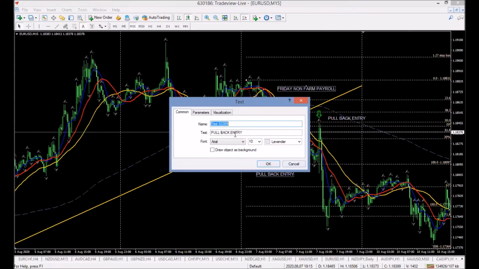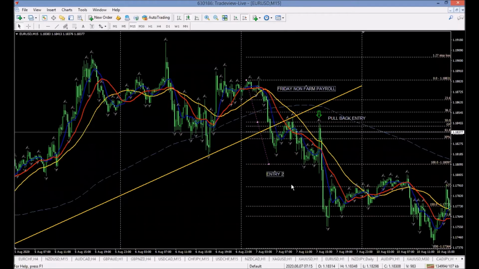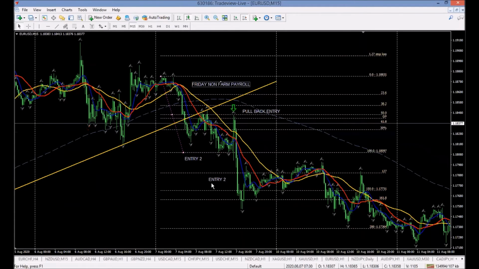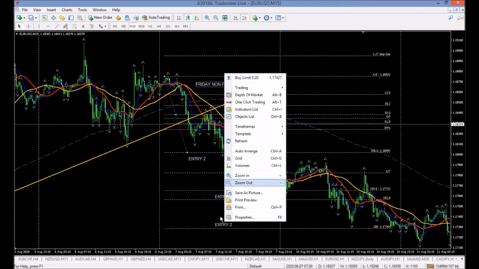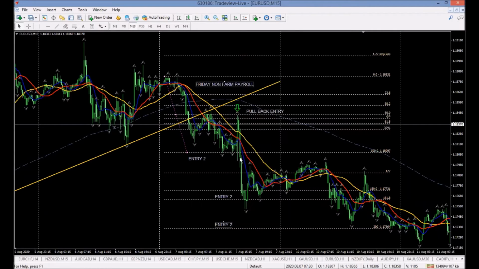There we have entry 2. And then it's quite simple from that point onwards, isn't it? We have our targets. We have our target in here, and then our target down here. That's our trade, guys.